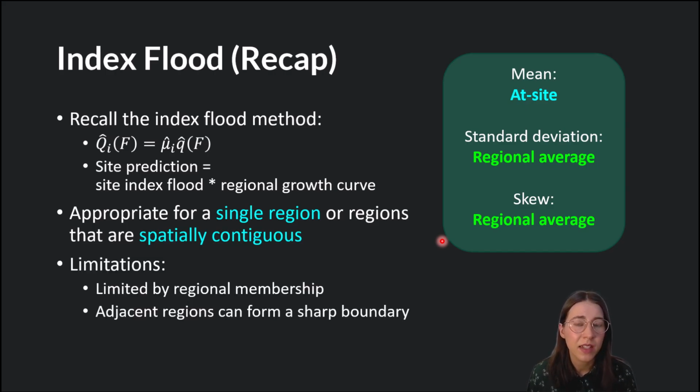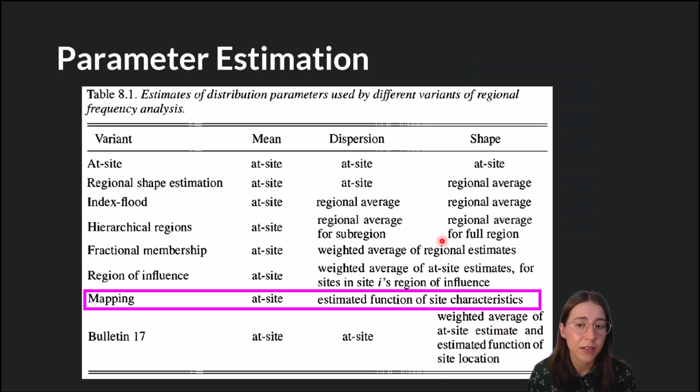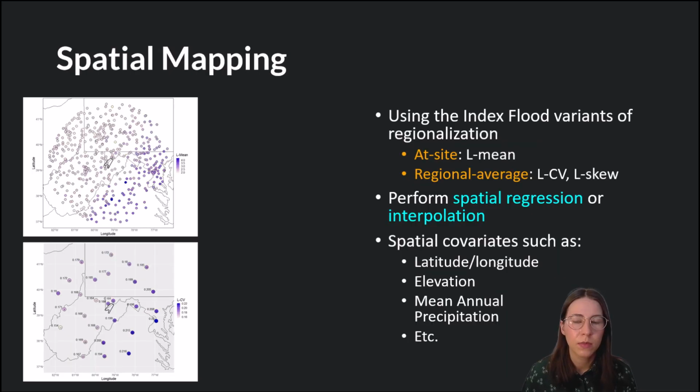The index flood method is limited in that sites need to be assigned to a specific regional membership, and also adjacent regions can form a sharp boundary because they might have different regional growth curves. One way to overcome this is through mapping, which is another method of regionalization that we talked about earlier. Spatial mapping is a little similar to the index flood in that the L-mean is determined at site, whereas the LCV and the L-skew are determined based on a regional average value.